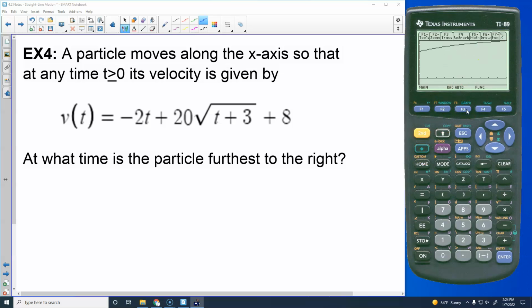But I feel like something else is happening over here, probably. So I'm going to go back to my window and maybe make that X max 100. See what happens. Oh, I can see that it comes back down. I probably need to go further. Let's try 500.